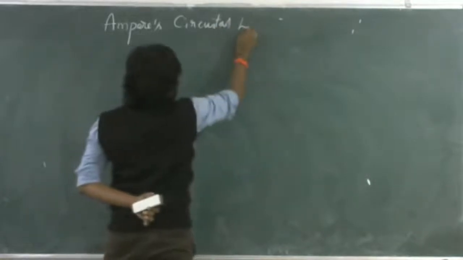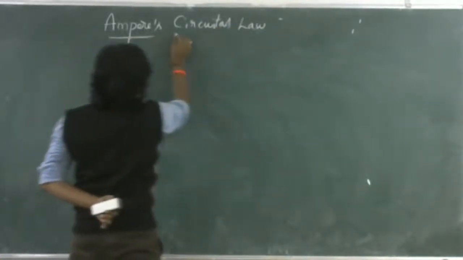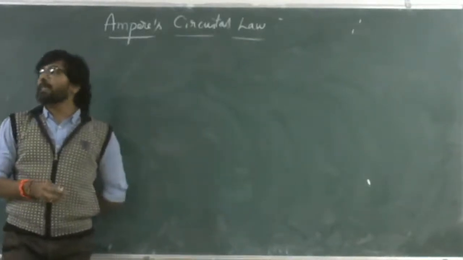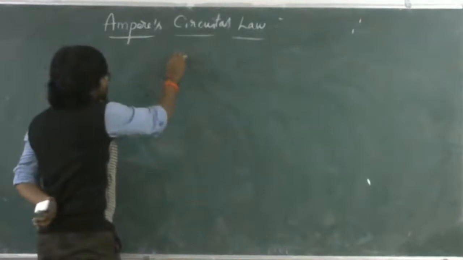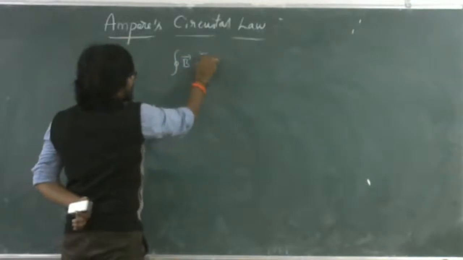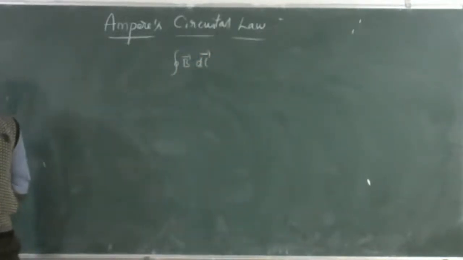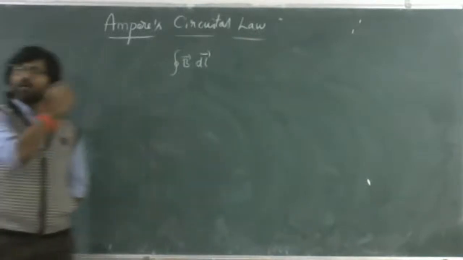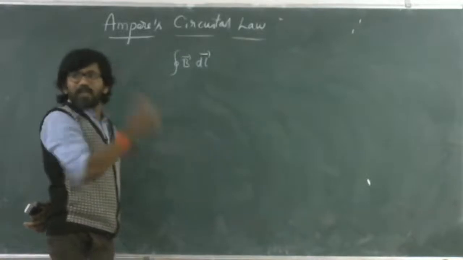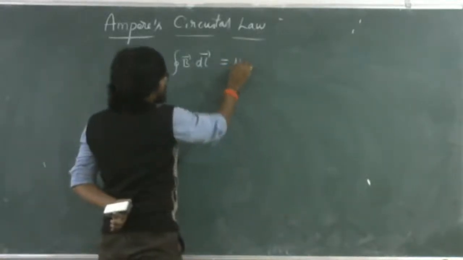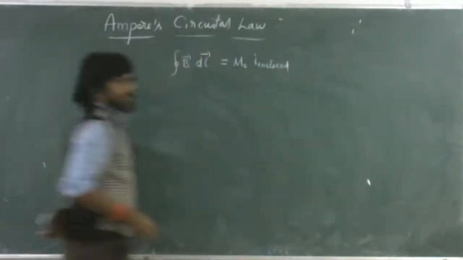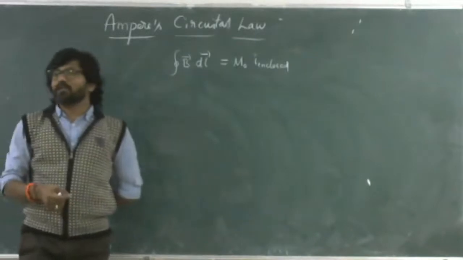or simply you can call it as Ampere's law. Ampere's law says that the closed line integral of magnetic field over a closed loop, called Ampere's loop, is equal to mu naught times I enclosed. Mu naught times I enclosed is called Ampere's law.